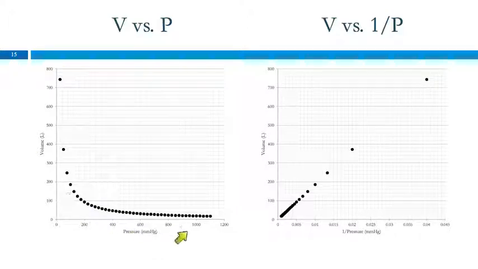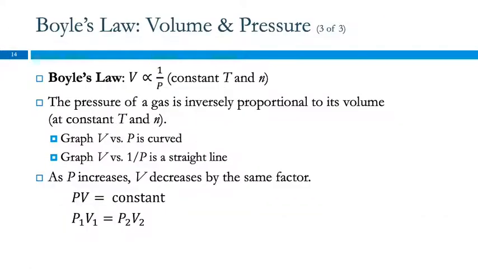But this is like Boyle's data, volume versus pressure. But if we graph volume versus 1 over pressure, now we get a straight line. And that's much easier to deal with, to model, because we can use linear regression and get an equation for that line. And then we can predict, well, if the pressure was here, what would its volume be, etc.